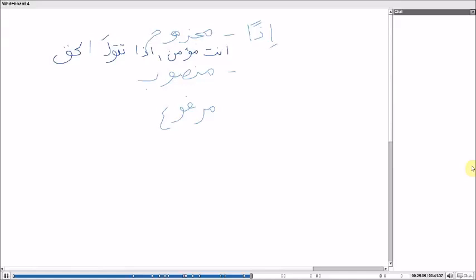Because here, إذن, with the alif is being used as a jawab, right? أنت مؤمن, you're a believer. Therefore, say the truth, right? It's being used as an answer to the first part. Or it could be used as a dharf for the future only. That's for the mansoob. I wrote it for the majzoom, but that's for the mansoob here. This one is for here, right?